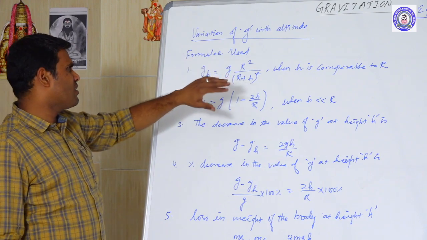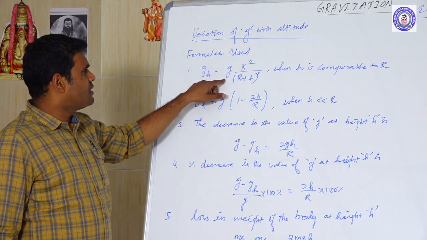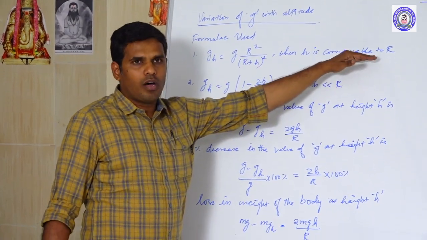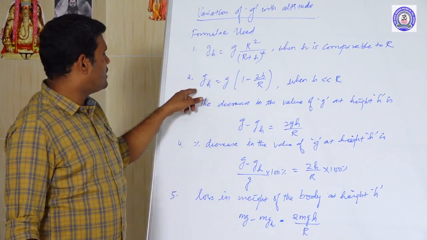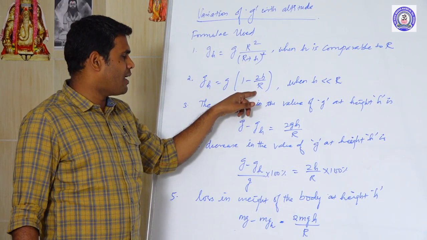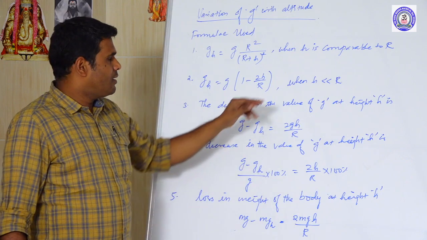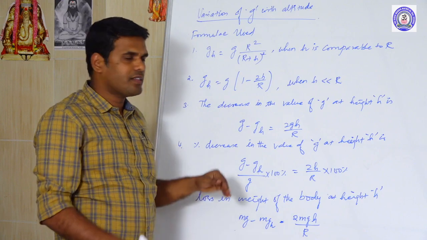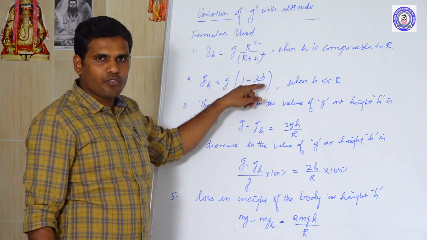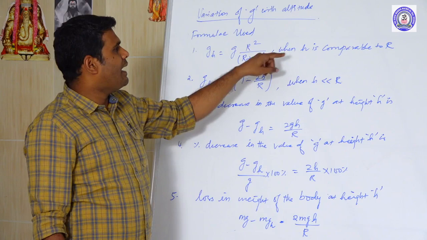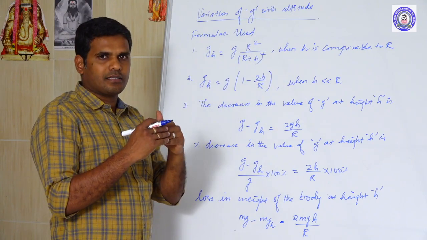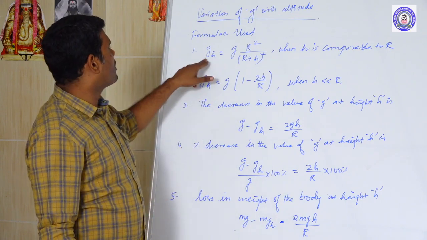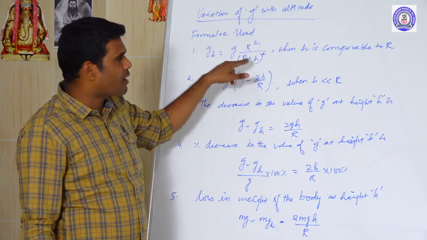The formulas involved are very simple. g_h equals g into R square by (R plus h) the whole square, when h is comparable to R. You should not use g_h equals g into (1 minus 2h by R) for all cases. If h is very much less than R, if any object is very close to the surface of earth, then g_h equals g into (1 minus 2h by R) is applicable. If the height h is comparable to R, if h equals R, h equals 2R, h equals 3R, in such cases we have to go with the expression g_h equals g into R square by (R plus h) the whole square.